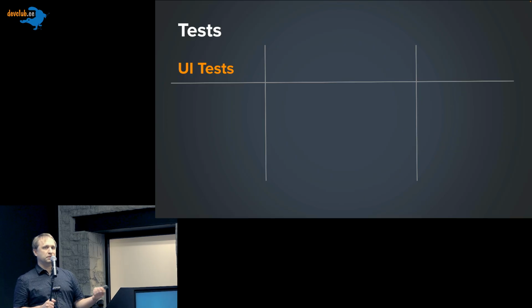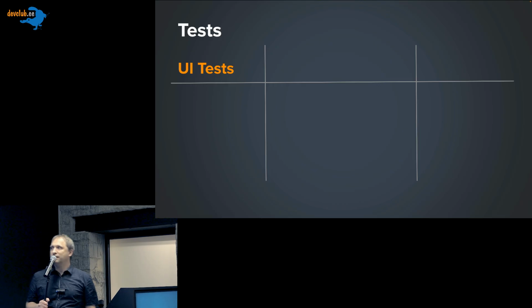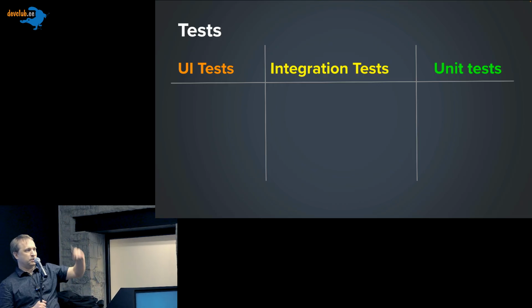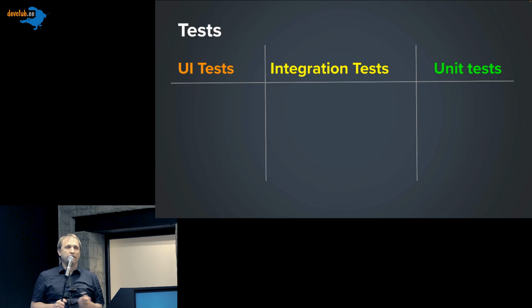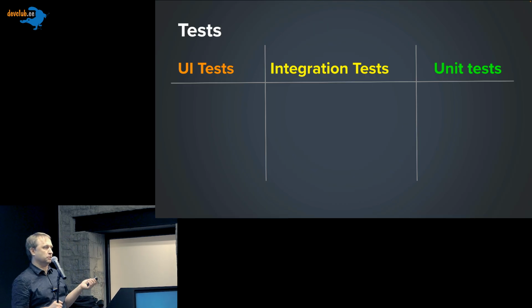You probably know the testing pyramid. Who knows the testing pyramid? Great. Okay, we have several kinds of tests. Simplified, three kinds, simplified picture: UI tests, integration tests, and unit tests, like top, middle, lower, bottom level. They all have pros and cons.